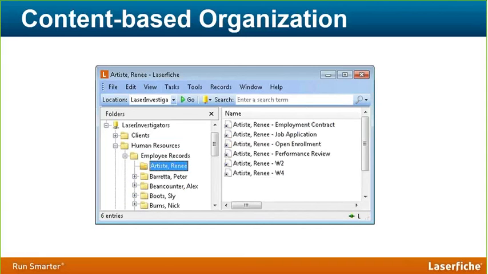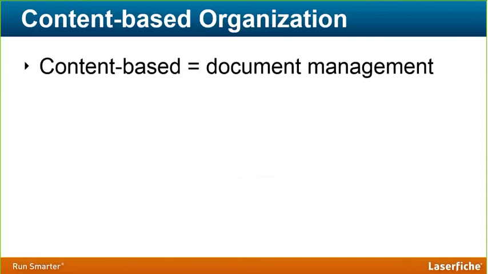So now on the content pane on the right-hand side, you can see all of Renee's files are listed here. So we could access her employee contract or her W-2, her job application. We can access all her files that are associated with Renee. So what we like to think of as content-based organization is document management, as opposed to records management. So this is the normal organization of all your files.